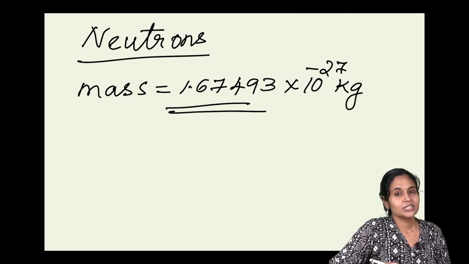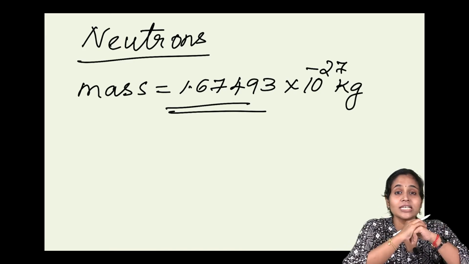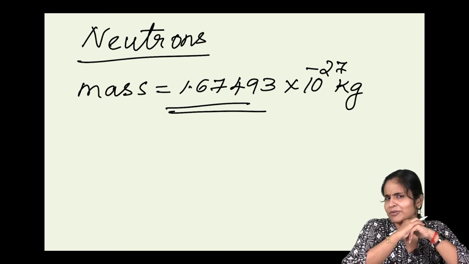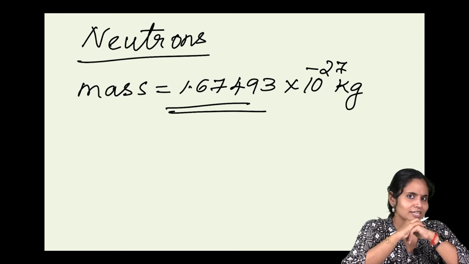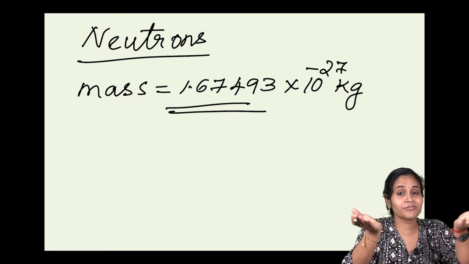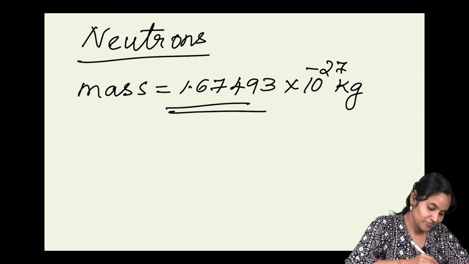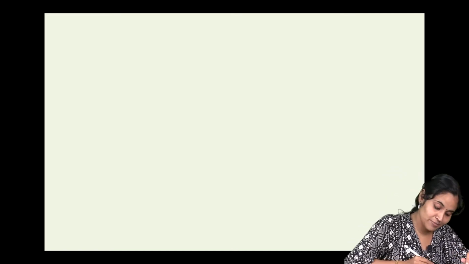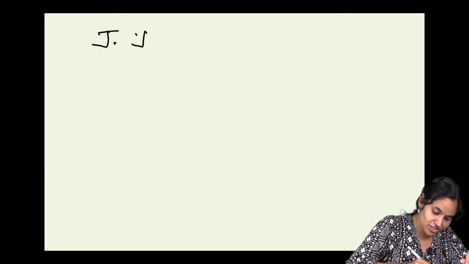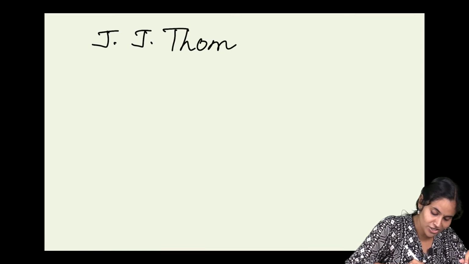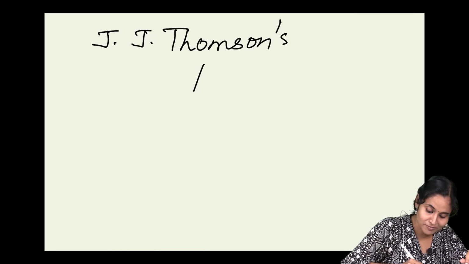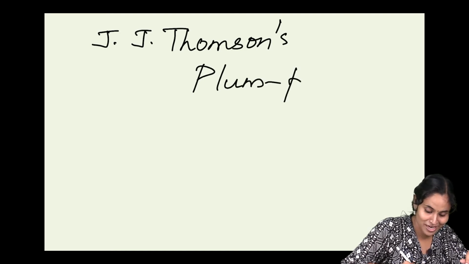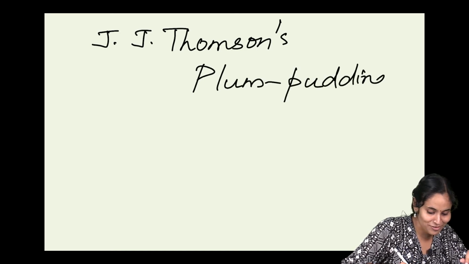Fine? So these were some brief descriptions about the subatomic particles, but this chapter is mainly dealing with atomic models, correct? So let's move on to the next main topic, the different atomic models. Here comes the first prominent atomic model, proposed by J.J. Thomson. The model is known as J.J. Thomson's plum pudding model. Actually my favorite one. I am a foodie person, so the plum pudding model is a favorite for me.